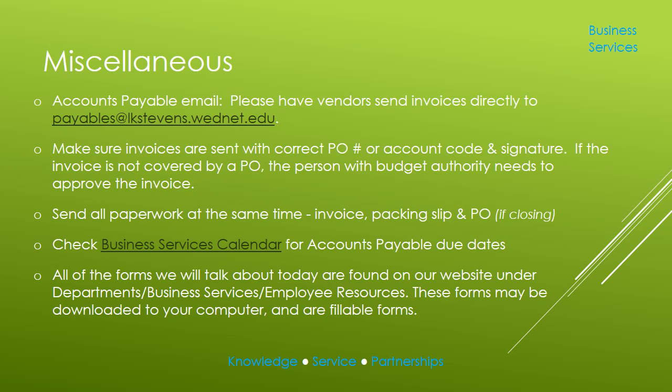When you send in an invoice for payment, please make sure that it has the correct PO number and your signature or initials. If there is no PO number, the invoice will need an account code and the signature from your administrator. Please send out paperwork at the same time, the invoice, packing slip, and yellow copy of the PO if you are closing the purchase order.